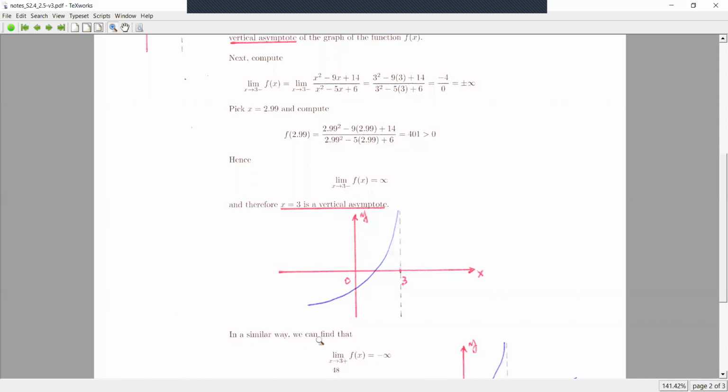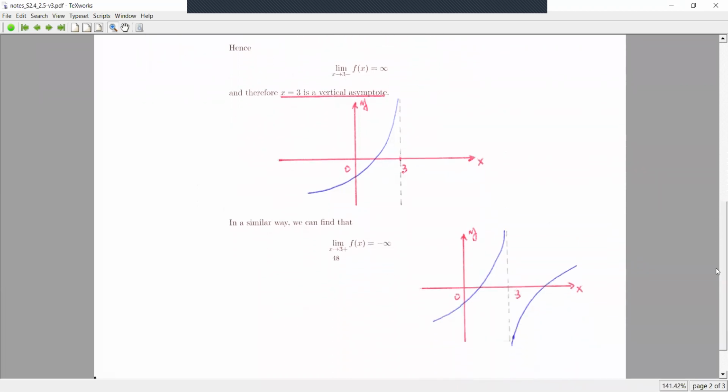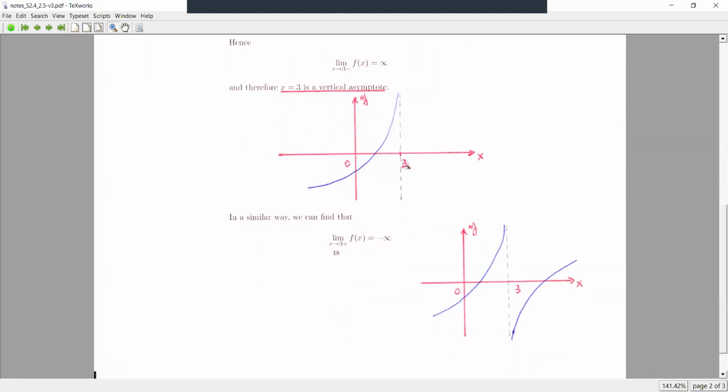Similarly, we can find that the right-hand side limit at the point 3 is negative infinity. Actually, to say that this vertical line is a vertical asymptote, it is sufficient that one of the left-hand side limit and the right-hand side limit is infinity.